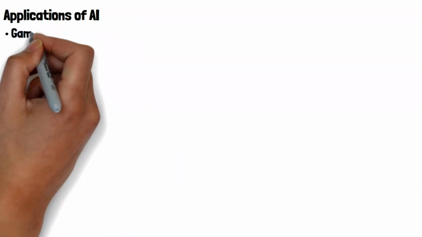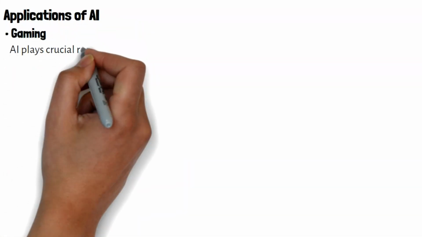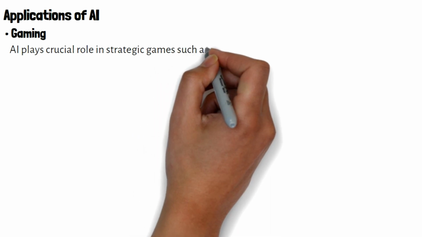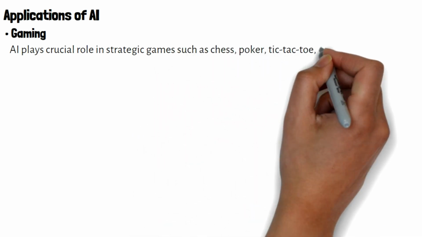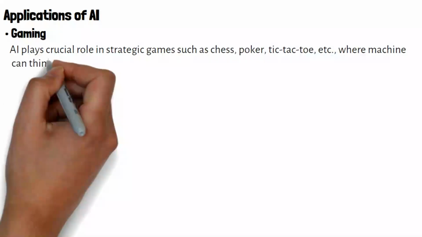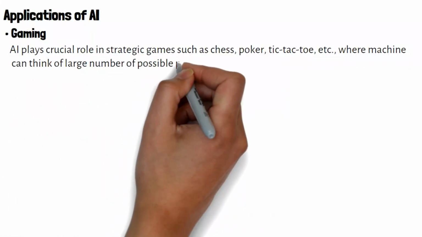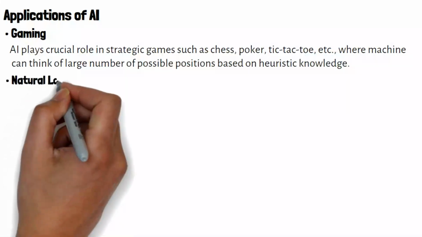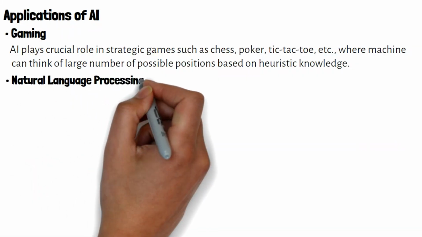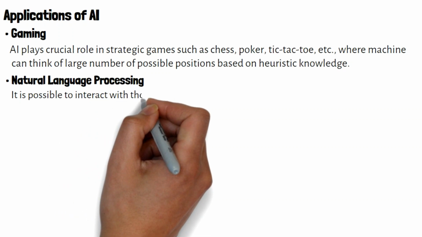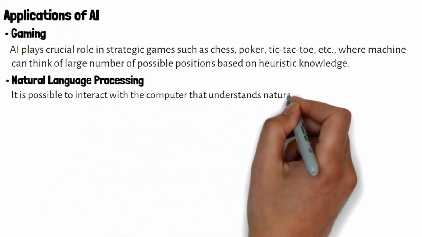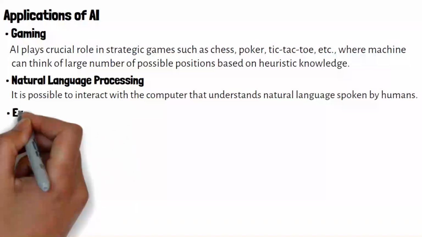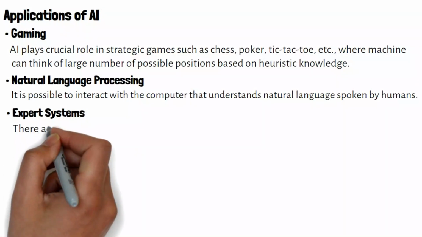Applications of AI. Gaming. AI plays crucial role in strategic games such as chess, poker, tic-tac-toe, etc., where machine can think of large number of possible positions based on heuristic knowledge. Natural language processing. It is possible to interact with a computer that understands natural language spoken by humans.